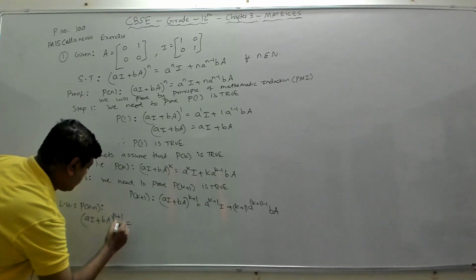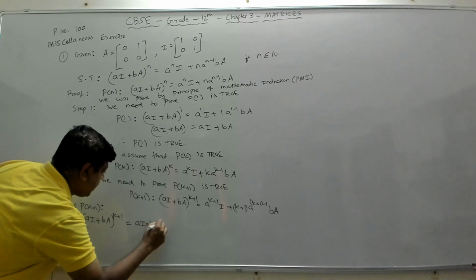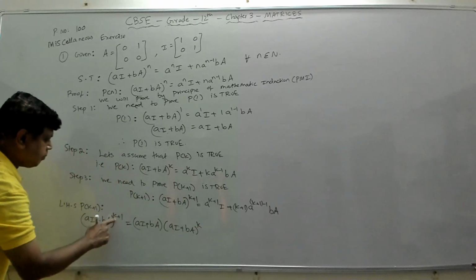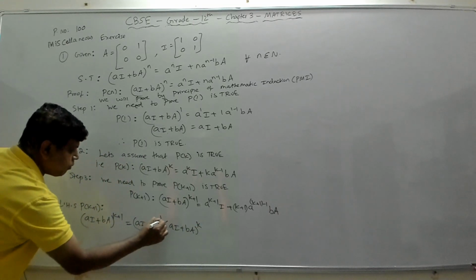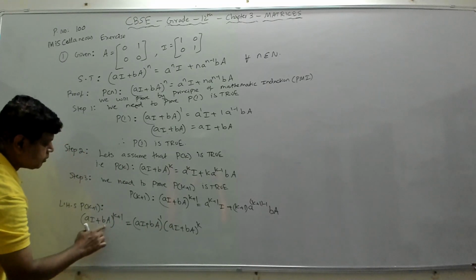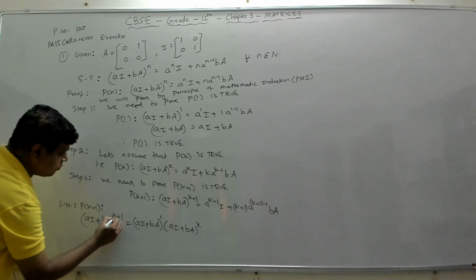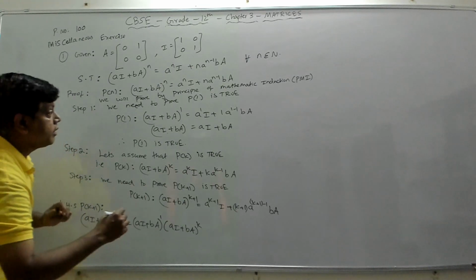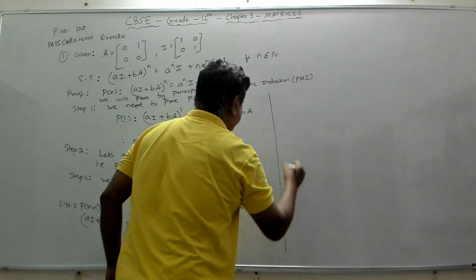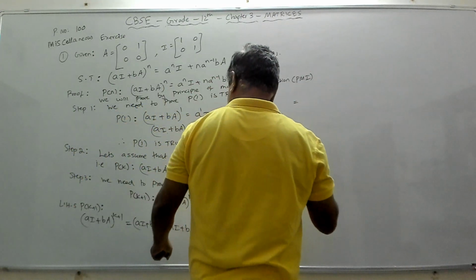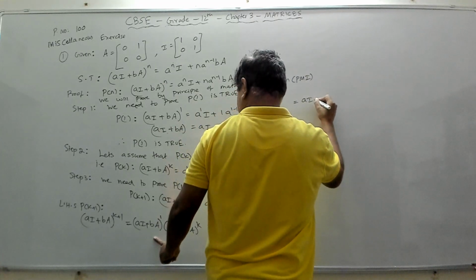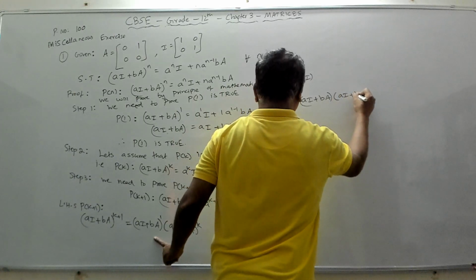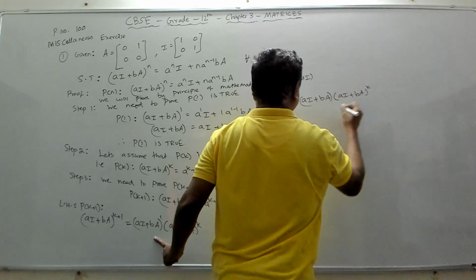So this can be written as (aI plus bA) into (aI plus bA) power k. Where k plus 1 means I write (aI plus bA) power 1 into this. So when you multiply these two, you will get (aI plus bA) whole power k plus 1. Now what is aI plus bA? Continuation I will write here. So that is equal to (aI plus bA) whole power 1 into (aI plus bA) power k.